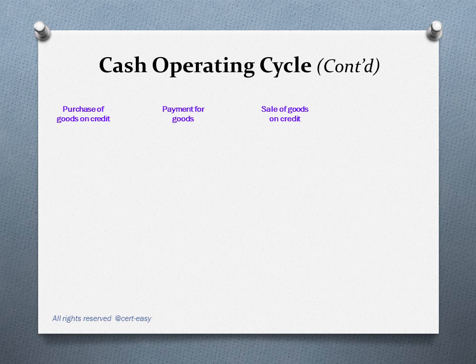Then, if we successfully find the customers, we may sell the goods to them, assuming on credit. So, at the end of the credit period, if luckily no payment is in default, we will receive the cash from the customers. Let's summarize and interpret the above business operations in terms of turnover period.